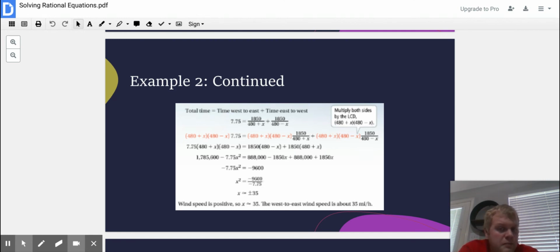So I'm going to divide here by my negative 7.75 x squared. And again, from there, we end up getting our number, and then we take the square root of that number. From there, then we have our plus or minus.